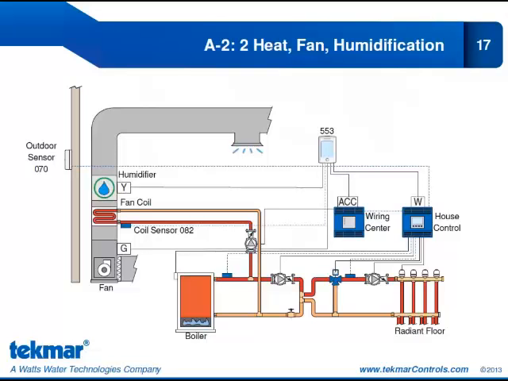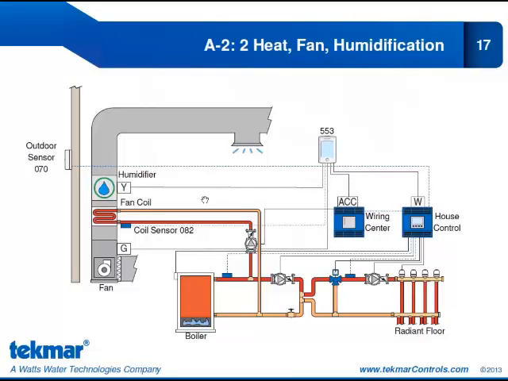So in this 2-heat application, our first stage of heat is the radiant floor. So we have the W going to the house control for the operation of the radiant floor. Our second stage of heat is the fan coil. Now this will be operated from the accessory relay. Remember, we can set that accessory relay to W2. So that accessory relay will come over to a wiring center to operate that second stage of heat.